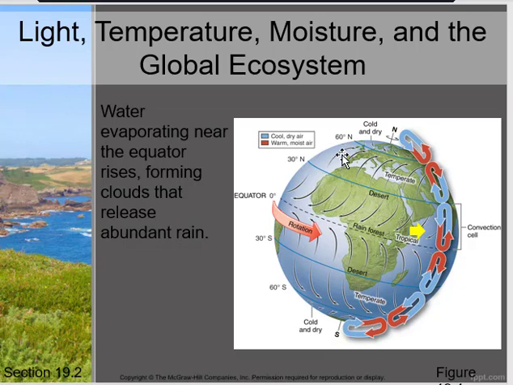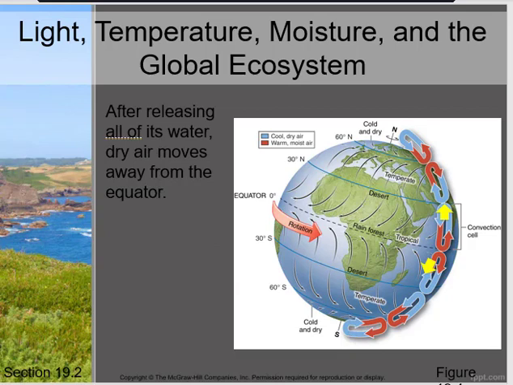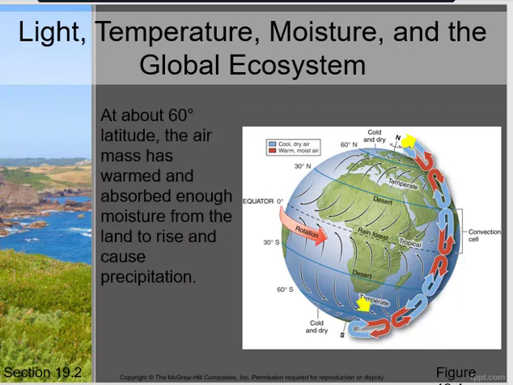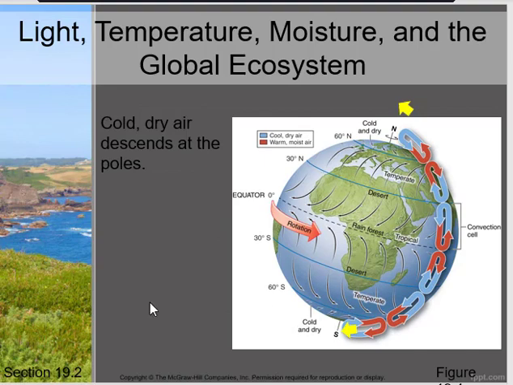Water evaporating near the equator rises, forms clouds that release rain. It's just that simple. After it releases its rain, it's very dry air. It moves away from the equator. Dry air descends around 30 degrees latitude, absorbing moisture from the land. Most deserts are near this latitude because the air that's dry descends and takes all the water out. At about 60 degrees latitude, the air mass is warmed and has absorbed enough moisture from the land to rise and cause precipitation in the form of rain or snow. Cold, dry air descends at the poles.